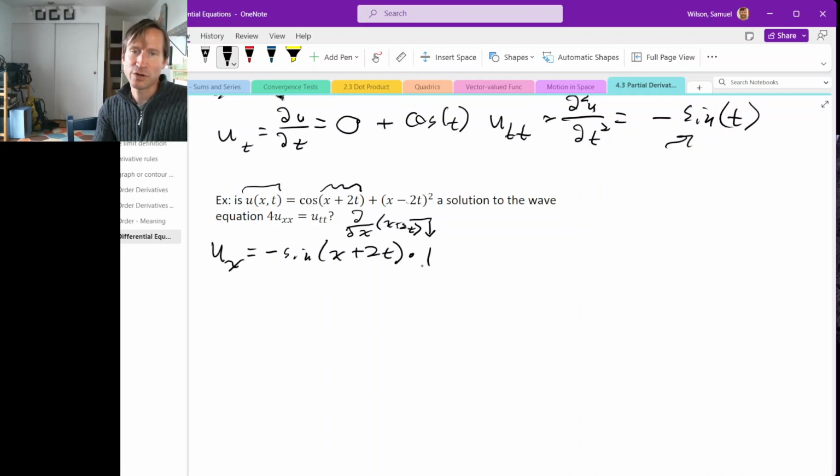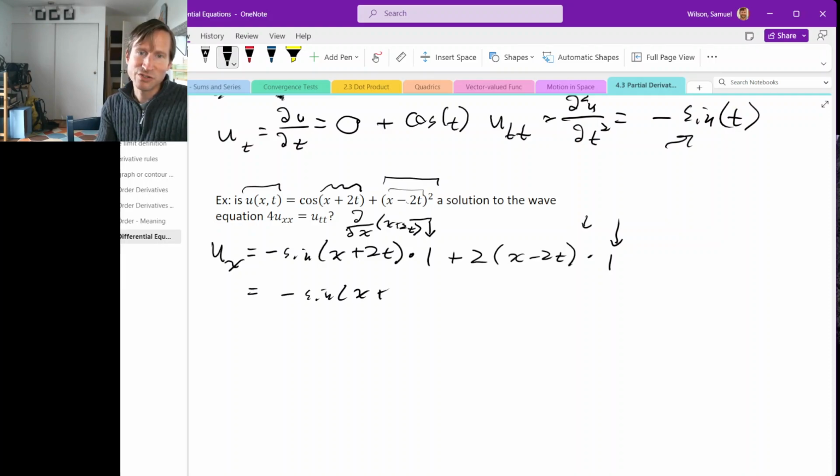Okay, plus, and now we need to take the derivative of this polynomial part with respect to x. Do the power rule: 2 times x minus 2t, and then the power changes to a 1, and then again we do the chain rule, multiply by the derivative of the stuff inside with respect to x, and that's 1. Okay, so u sub x is minus sine of x plus 2t, plus 2 times x minus 2t.